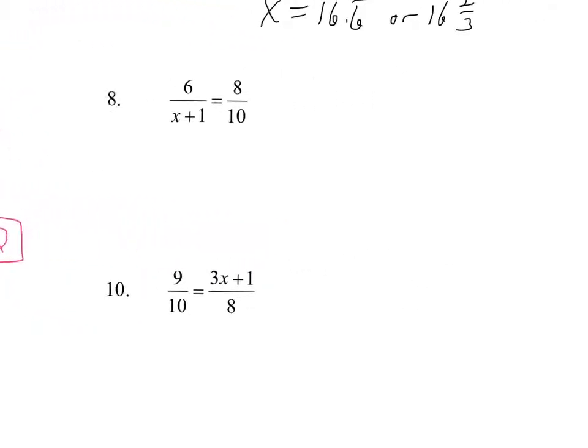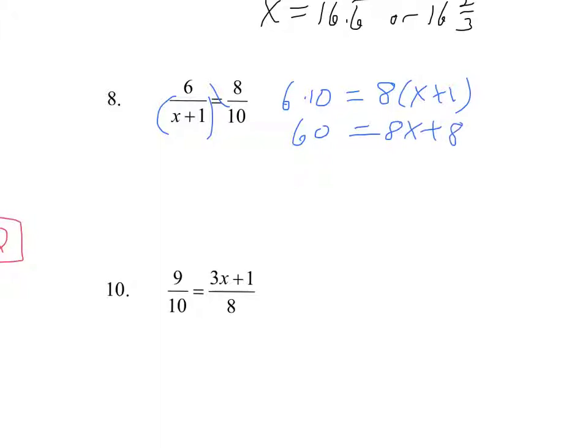Alright, same type of problem for number 8. We have to use parentheses there. So on one side I'm going to have 6 times 10. On the other side I'm going to have 8 times x plus 1. So that's 60 and 8x plus 8. Then I would subtract 8 from both sides, and then divide by 8. Let me type that in. 52 divided by 8, you get 6.5.